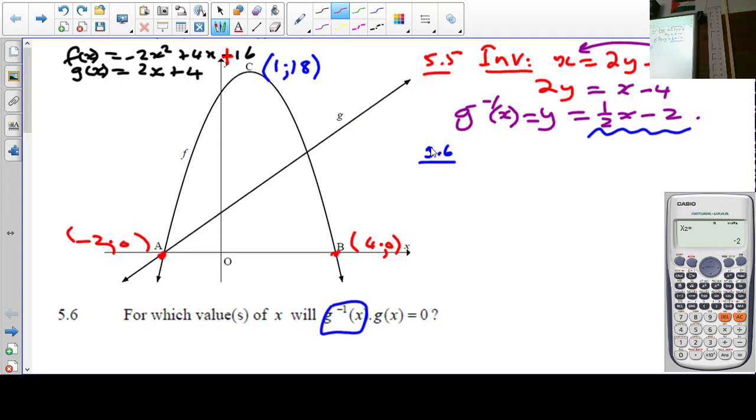Okay, so don't get confused. I don't know what's happening now. The graph is not playing along.